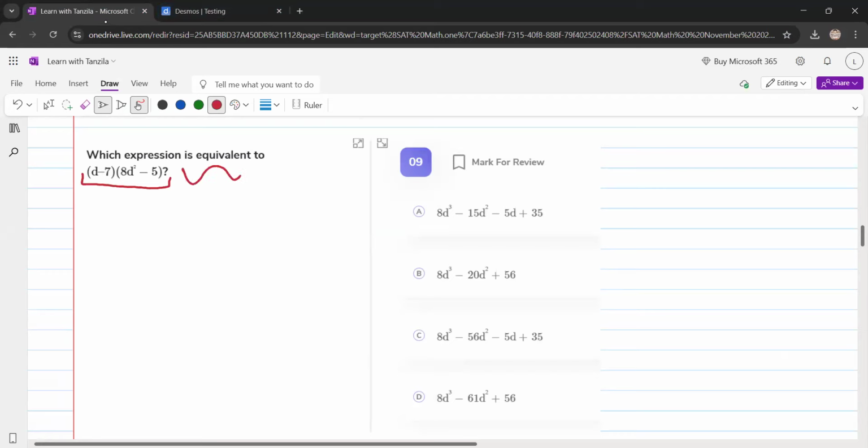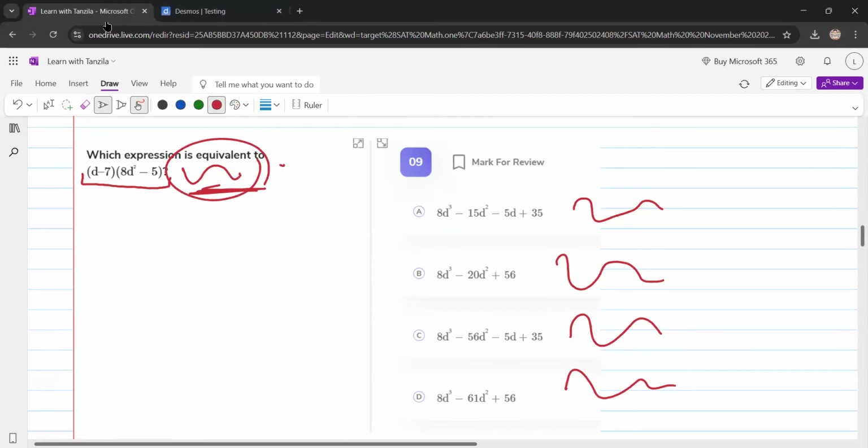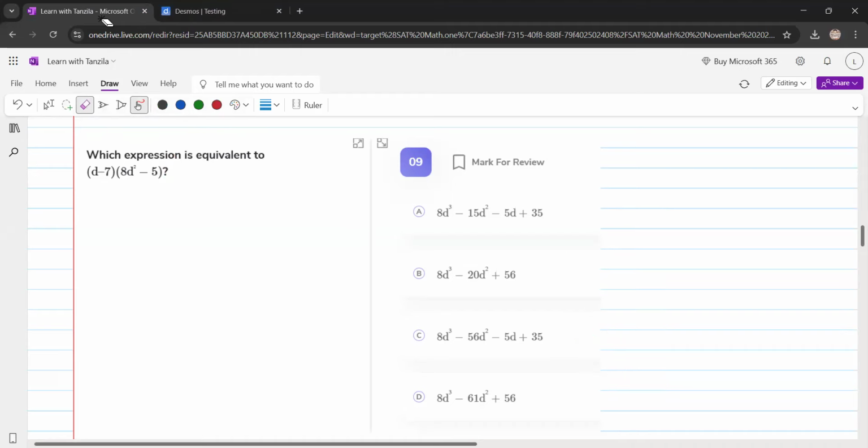Each one will give you some curve. Whatever curve is matching with the original curve, that is your answer. But we will not do that. That will be very time consuming for this question. I'll show you a better way to do this type of question.